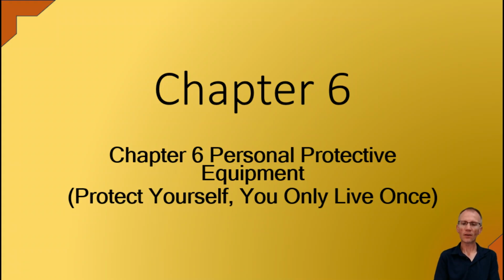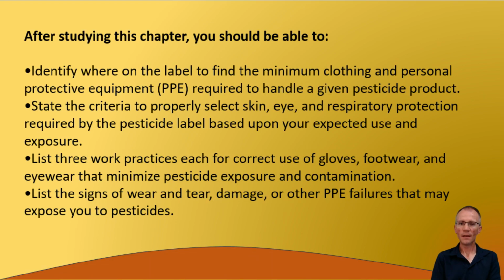Today's course is on Core Chapter 6, Personal Protective Equipment. Protect yourself. You only live once. After studying this chapter, you should be able to identify where on the label to find the minimum clothing and personal protective equipment, PPE, required to handle a given pesticide product.